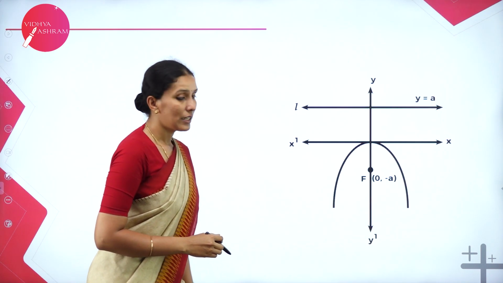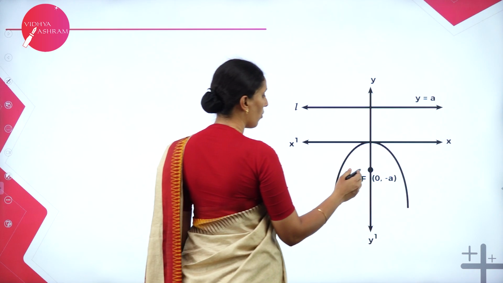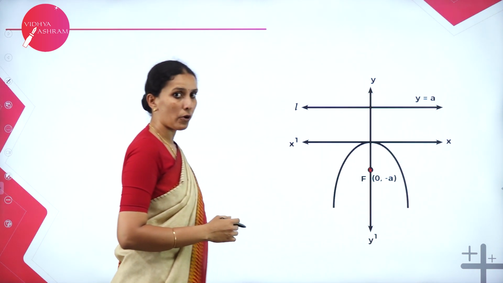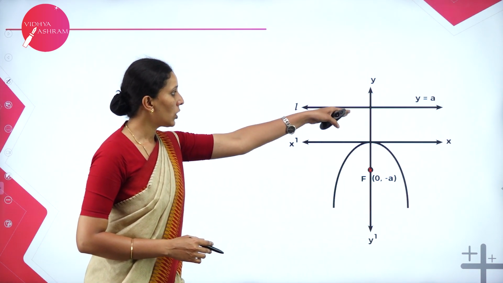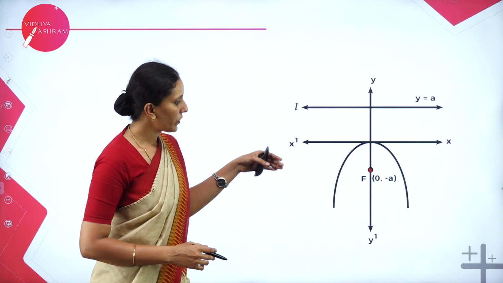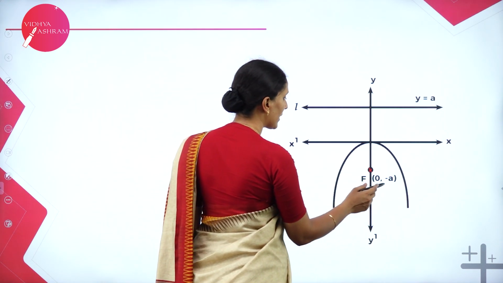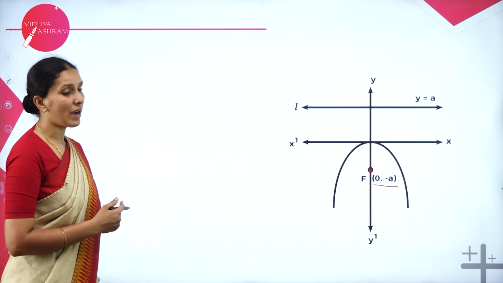Next we have the downward parabola, or parabola towards the downside. Here the focus is on the negative direction of the y-axis and the directrix is along the positive direction. Again the axis of symmetry is y, the equation of the directrix is y is equal to a, and the focus is (0, minus a). Any point on the y-axis will have the form (0, y), and the y value is minus a here.